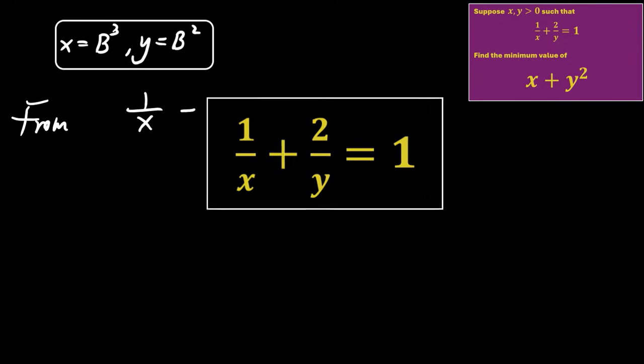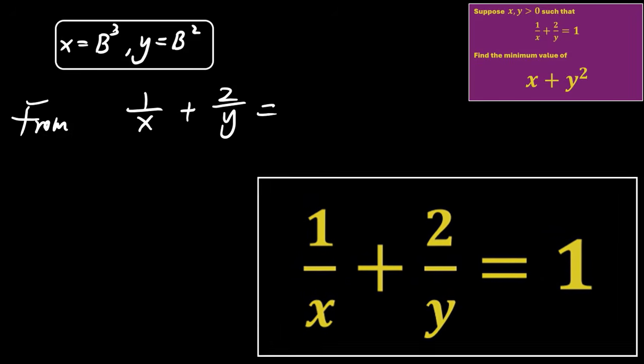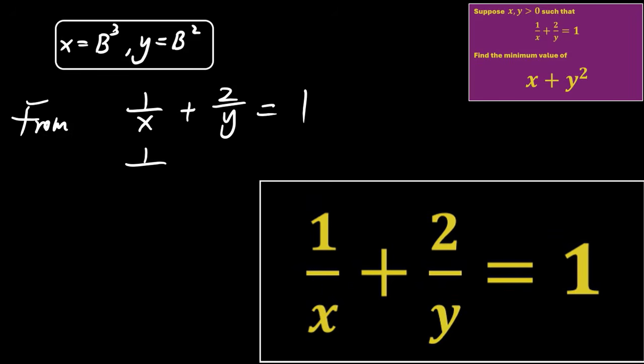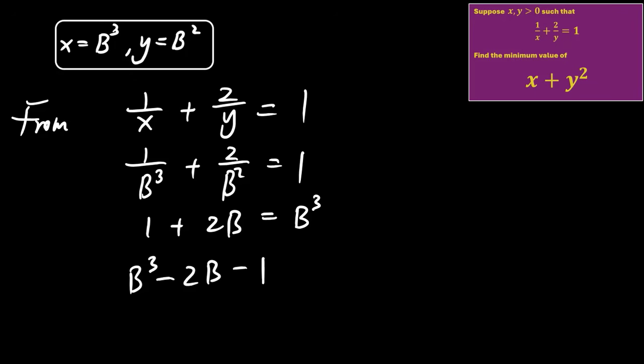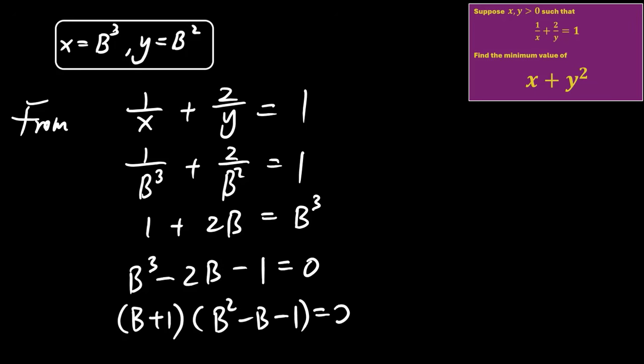From the condition 1 over x plus 2 over y equals 1, now we have 1 over b to the power 3 plus 2 over b squared equals 1. This means that 1 plus 2b equals b to the power 3. So b to the power 3 minus 2b minus 1 equals 0. Note that b equals negative 1 is a solution. So factorize it: b plus 1, times b squared minus b minus 1, equals 0.